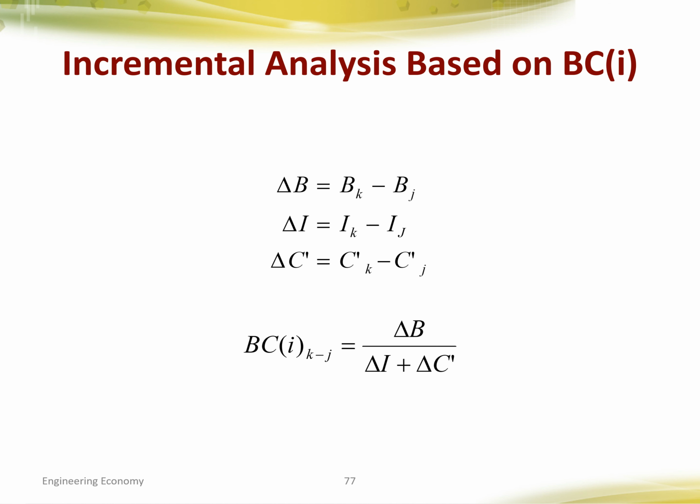If this incremental analysis, the increment that we get between K and J, is rejected, which means that the additional part, the increment from J to K, is not good, then we'll reject K, we'll take J. So again, if the benefit cost ratio of K minus J is greater than 1, we'll accept alternative K. If it is smaller than or equal to 1, we'll accept alternative or opportunity J.